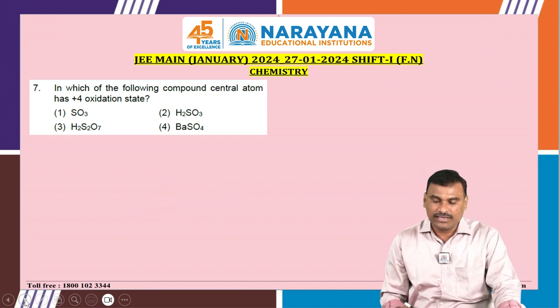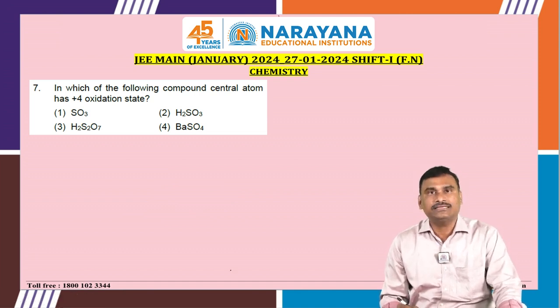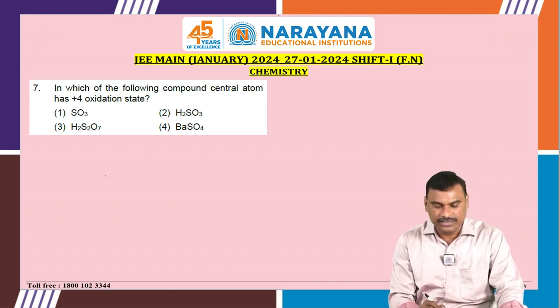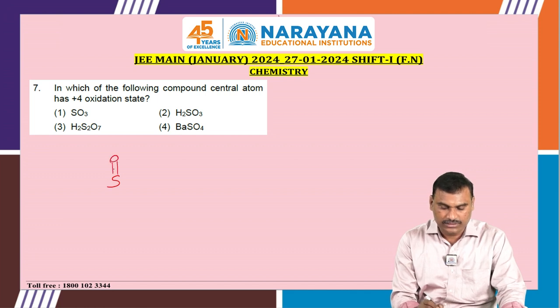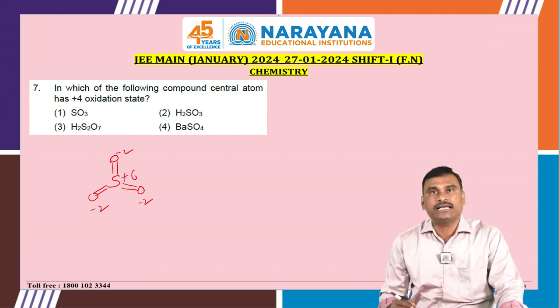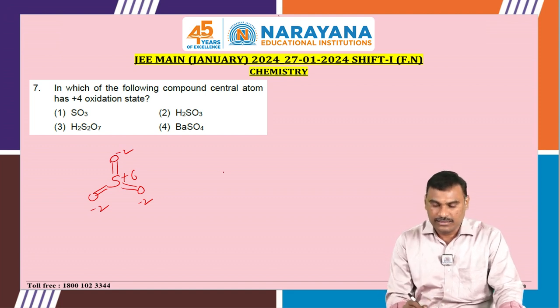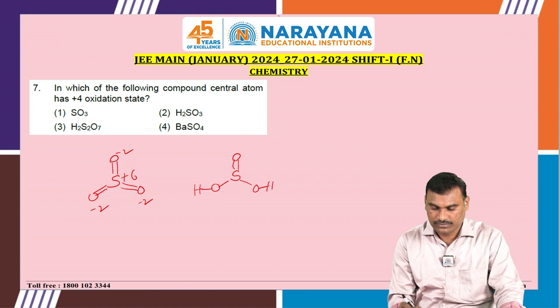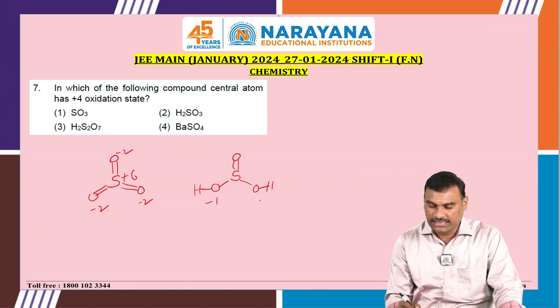Seventh one. In which of the following compounds does the central atom exhibit +4 oxidation state? See the question, option 1, SO3: minus 2, minus 2, minus 2, therefore sulfur is plus 6 in option 1. Go for the second option, H2SO3. Yes, students, OH is minus 1, OH is minus 1, oxygen is minus 2, then the sulfur becomes plus 4.